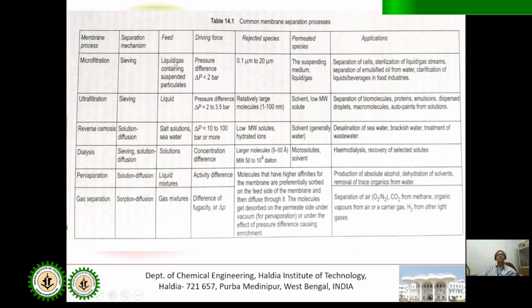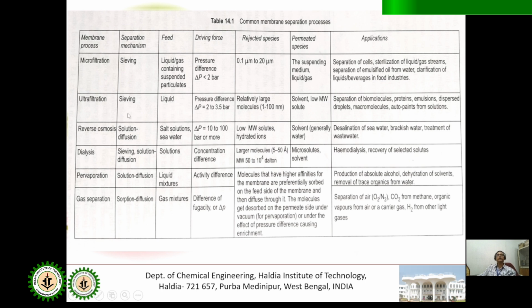size of pores. In the feed, a liquid or gas containing suspended particles is allowed. The driving force is normally the pressure difference, which may be less than 2 bar. The rejected species are 0.1 micrometer to 10 micrometer. The permeated species are the suspending medium, liquids or gas. The applications of microfiltration are separation of cells, sterilization of liquids and gas streams, separation of emulsified oil from water, and purification of liquids in food industries.